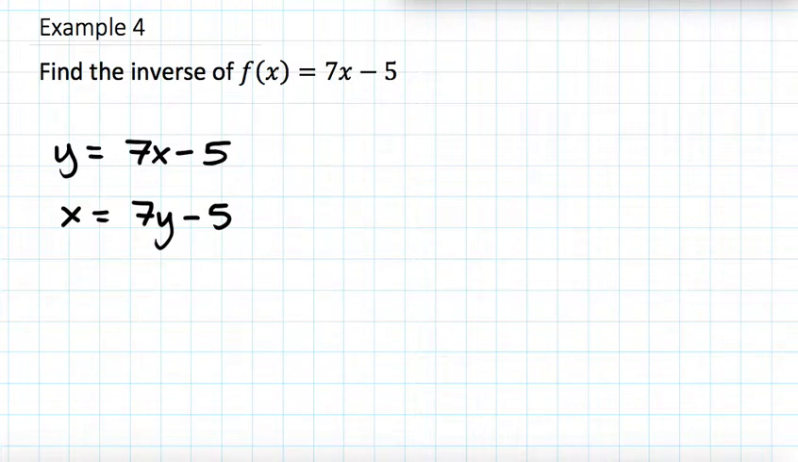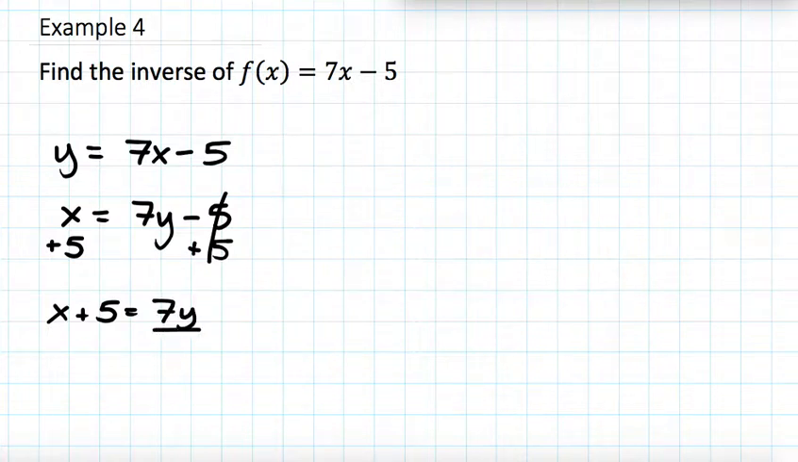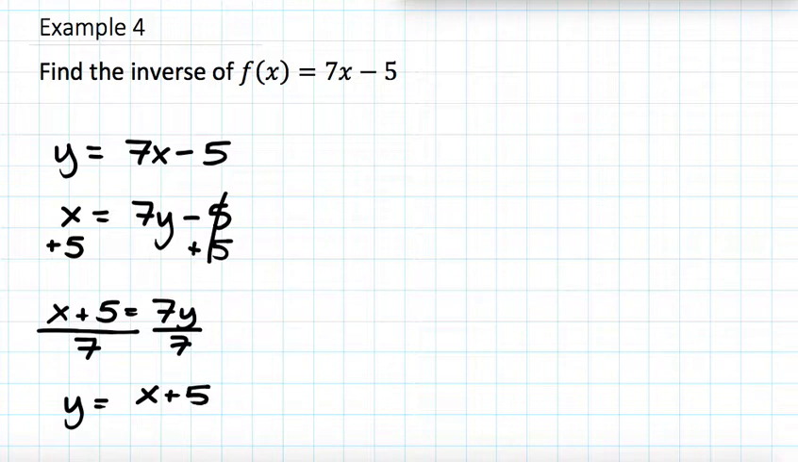So solving for y, I need to add 5 to both sides first. That gives me x plus 5 equals 7y. And then lastly, divide both sides by 7. So I get y equals (x plus 5) over 7.